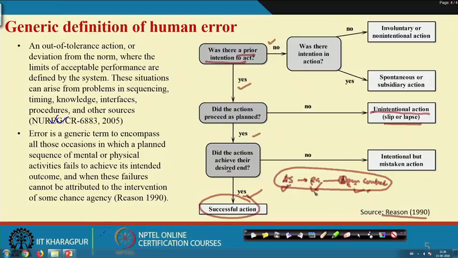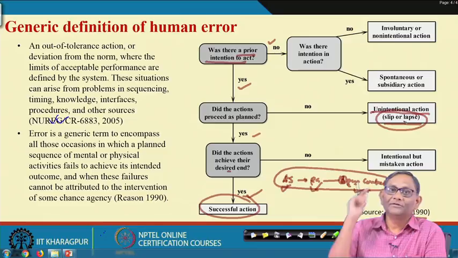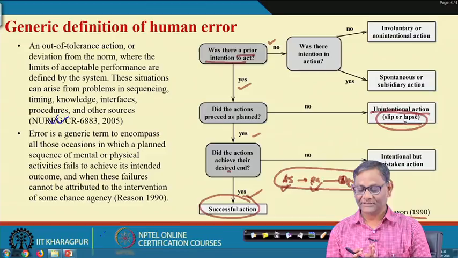So in that case, some step is to be done but not done. If it is a routine type of thing and he forgot to do it, when the action is not performed as per plan, it will come under slip or lapse. A lapse is basically related to memory; it is not done because of forgetfulness, a lapse from the memory. Otherwise it is a slip.